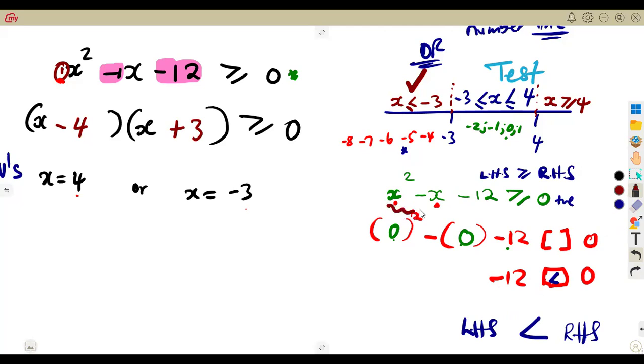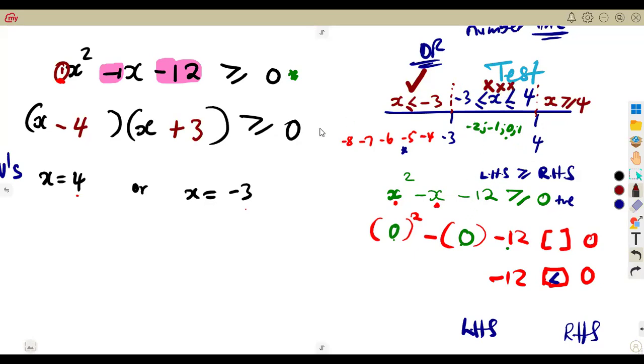Our inequality is stating that the left-hand side must be bigger than. It must give us a positive. Here we're getting a negative value. So that means we are not having a solution from -3 to 4. In between these numbers, there is no solution in between. So thus here, we do not have a solution.